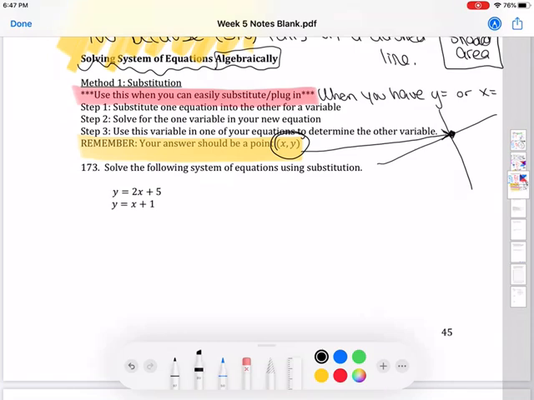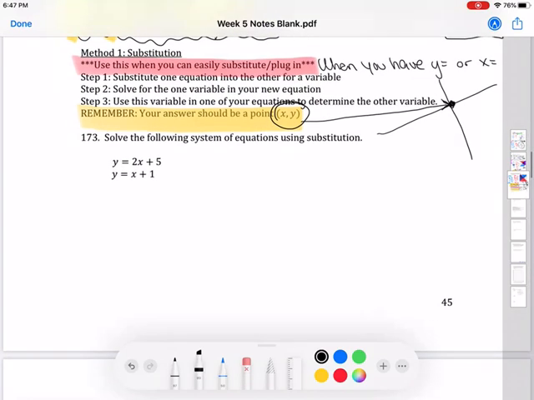Step one says to substitute one equation into the other for a variable. So that's the wording for it. As we do that, I'm going to show you how it's actually done, and then you can refer back to those steps later if needed. So like this says up here highlighted in red, you're going to use this method when you can easily substitute something in. So if you look right here, I have a y equals. In my second equation, I know what y is equal to. It tells me y is x plus 1.